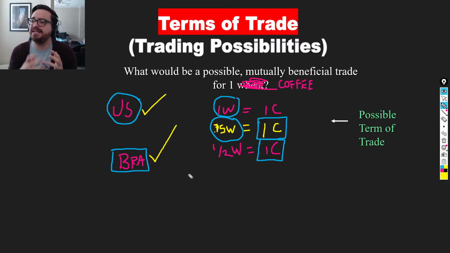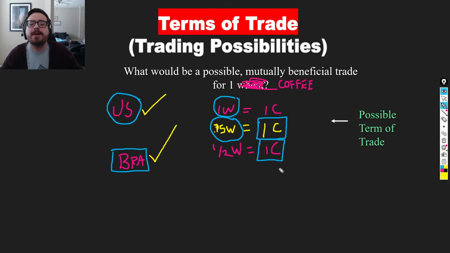Both sides won't be giving up less. Both sides won't be gaining more. One gains more, one gives up less. So when you're thinking about it logically, make sure you keep word choice in mind. Wait a minute, who's giving up less here? Because America's trading for coffee, they're giving up wheat. They would want to be giving up less wheat for the same amount of coffee. Brazil's trading coffee for wheat. They'd want to be getting more wheat per coffee than before.